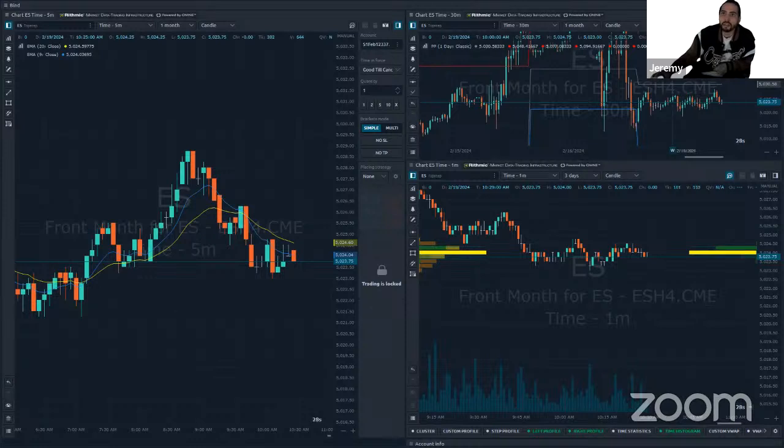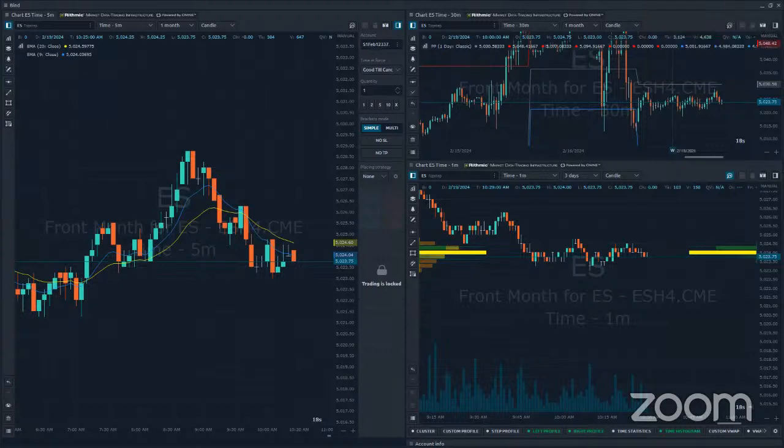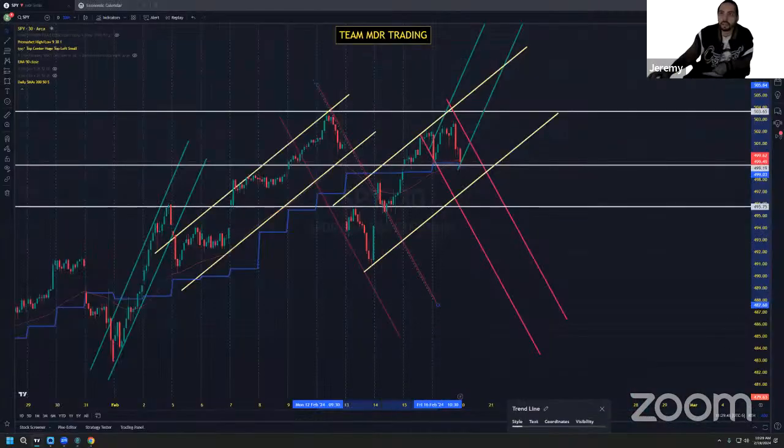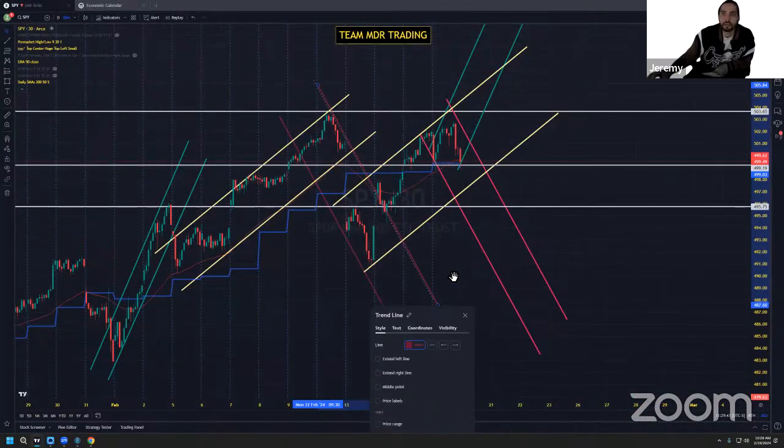Does it make sense what I'm drawing here? Do you guys see what I'm drawing? Oh, I'm showing you guys the wrong chart, man. Nobody said anything. I was waiting for when you're gonna switch your screen. Okay, here we go.